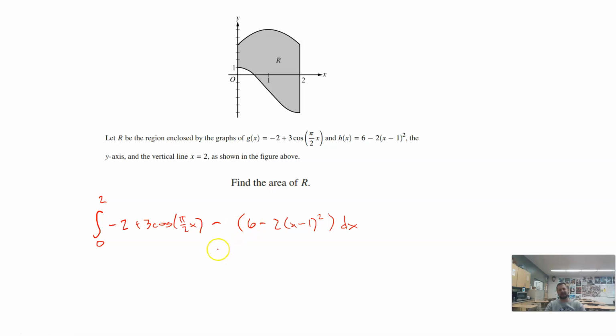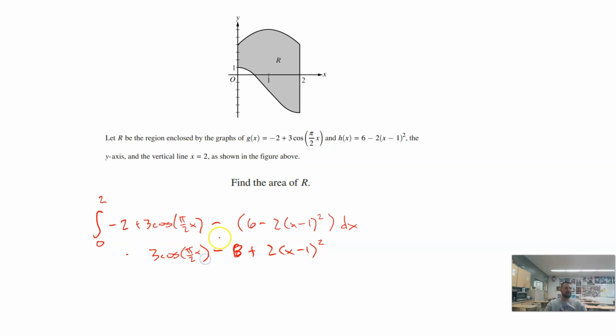So there's a couple things that will make that easier. First of all, I need to distribute this 6 through to everything right here. So that's how I distribute that. And then I would multiply out (x minus 1) squared. You don't have to. In fact, let's actually do it without this time. But I can combine the -2 and the -6. So really this is just -8, and then I have the 3 cosine of pi halves x.